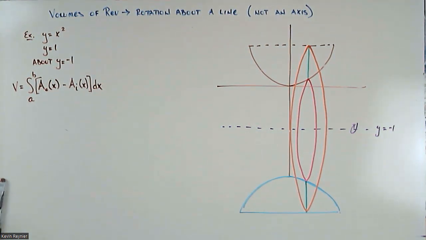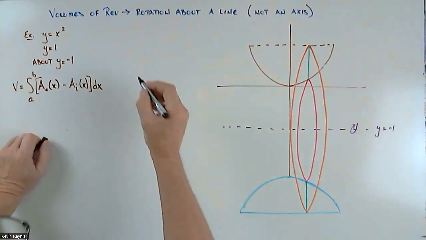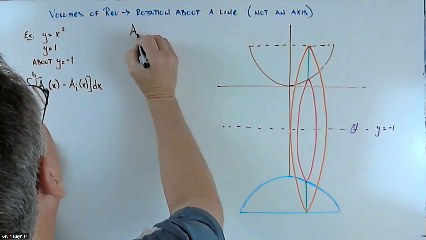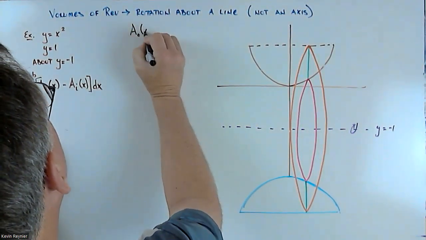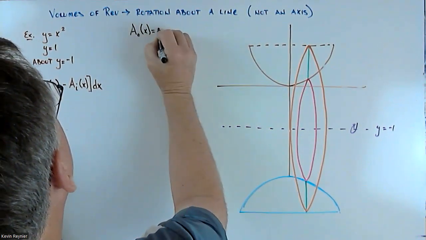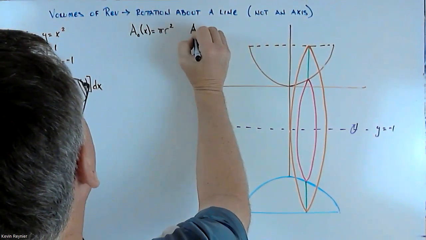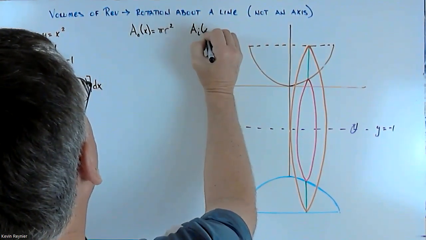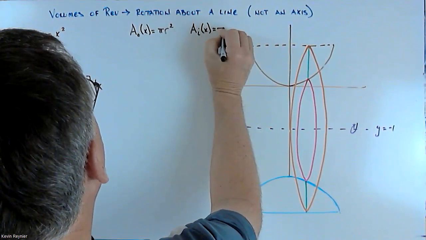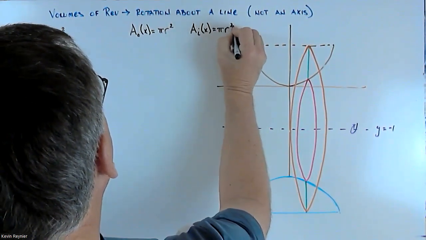We're going to have to find our outer area in terms of x, which we know is pi r squared, and we're going to have to find our inner area in terms of x, which we know is pi r squared.